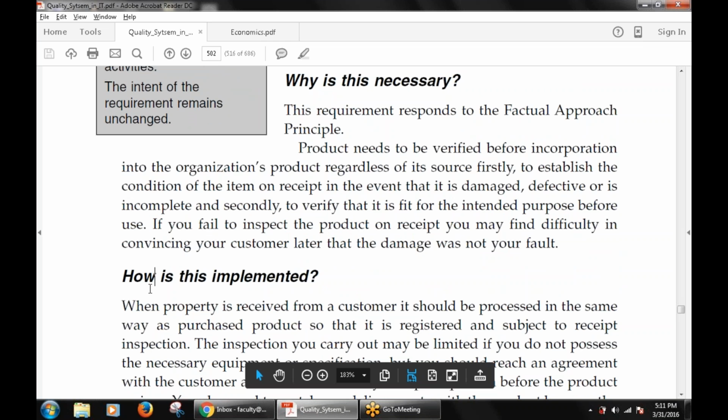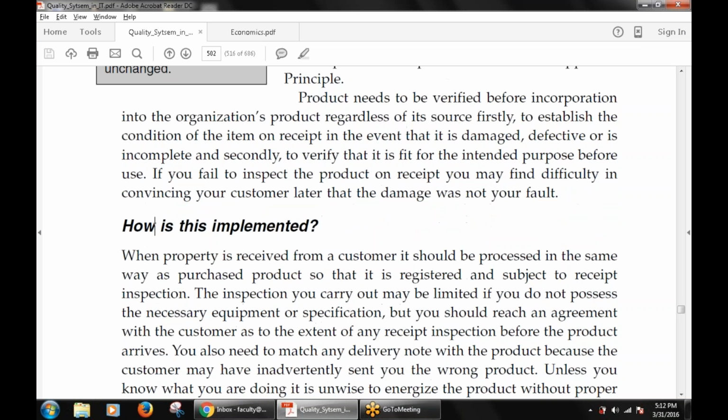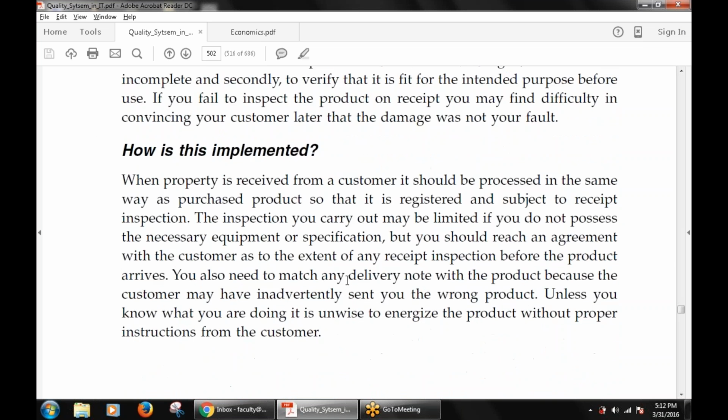Now, how is it implemented? When the property is received from a customer, it should be processed in the same way as purchased product, so that it is registered and subject to receipt inspection. Whatever the criteria, whatever the property that is received from the customer, it should be processed in the same way as purchased product. The inspection you carry out may be limited if you do not possess the necessary equipment.